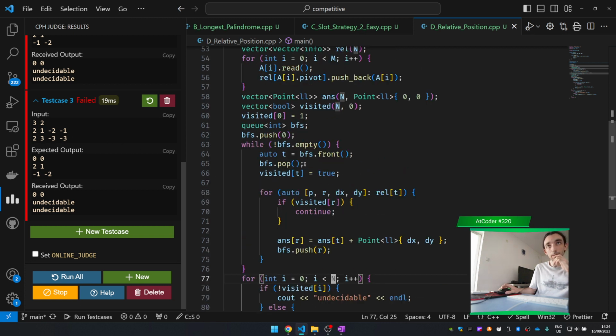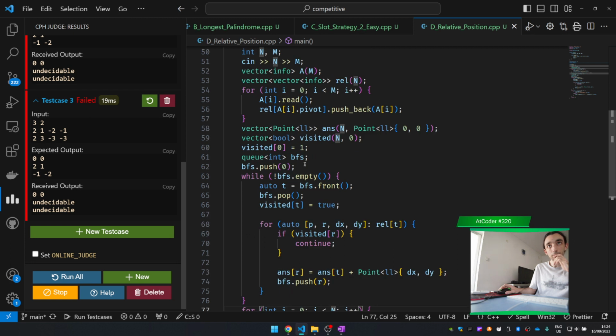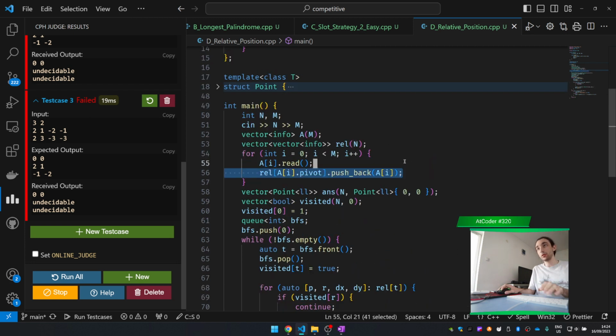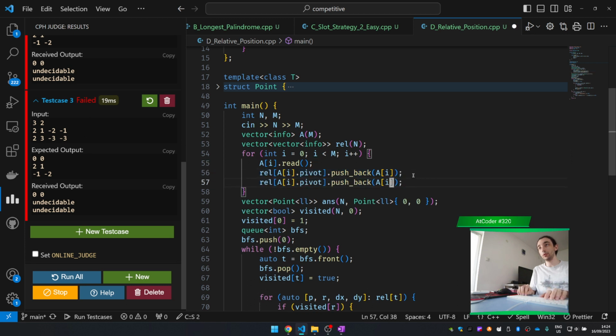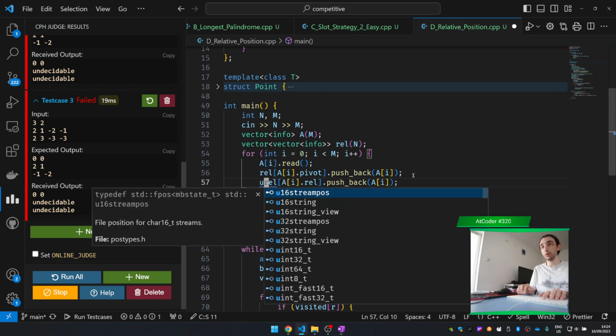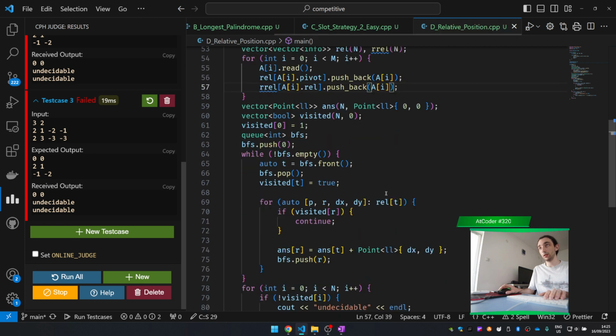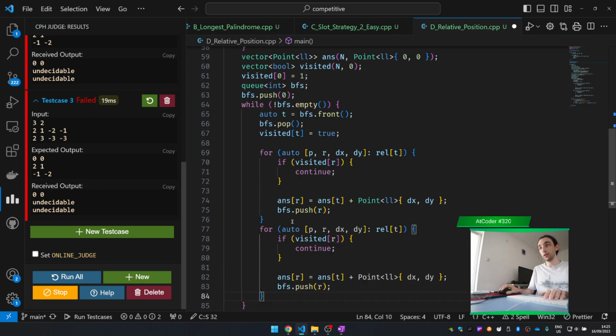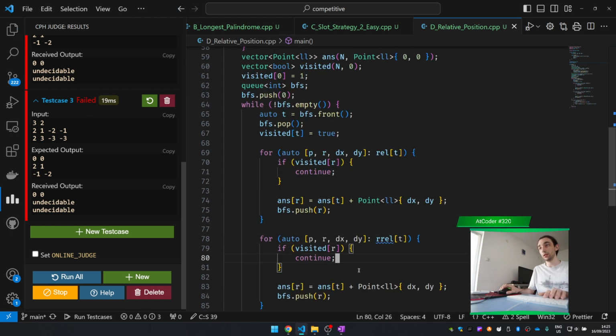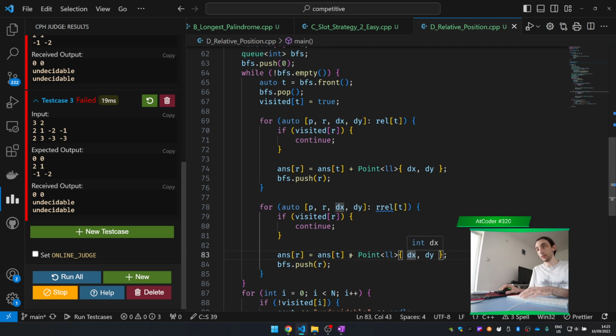Visited. Oh, of course, there should also be the relative position in reverse. The reverse relative can also be achieved like this. So for relative, the reverse relative is just minus here.